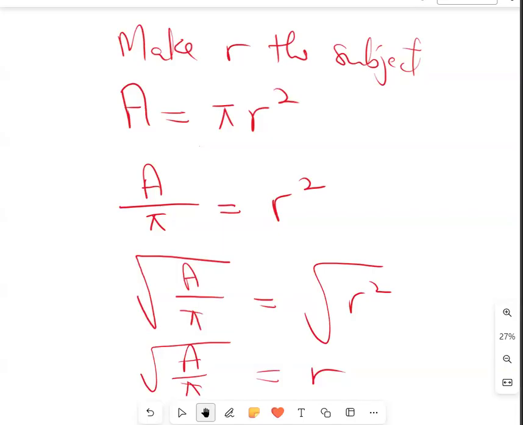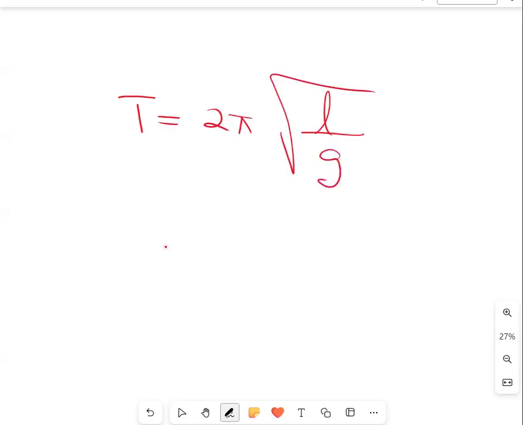And they go on and on like that, you know. They have all kinds of complex ones. We can do one last one. There's a famous formula in physics: T equals 2 pi square root of L over G. This is the period of a pendulum.